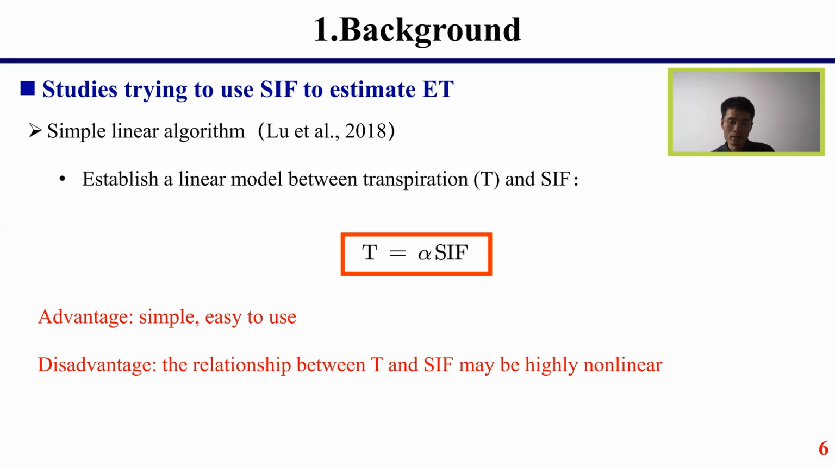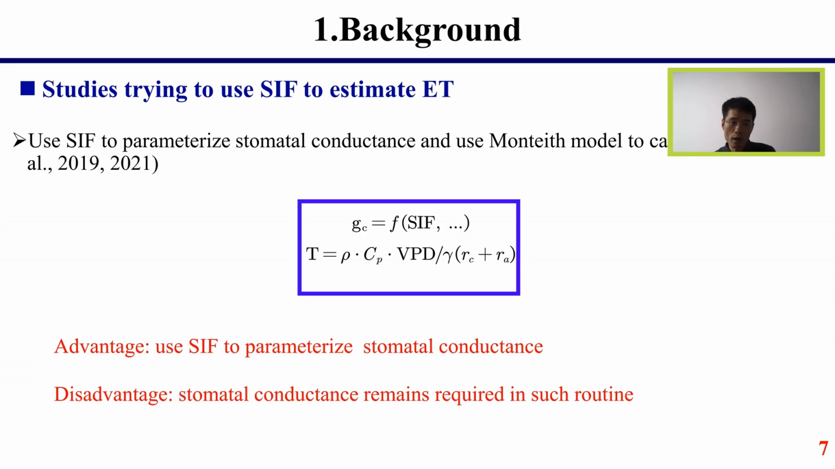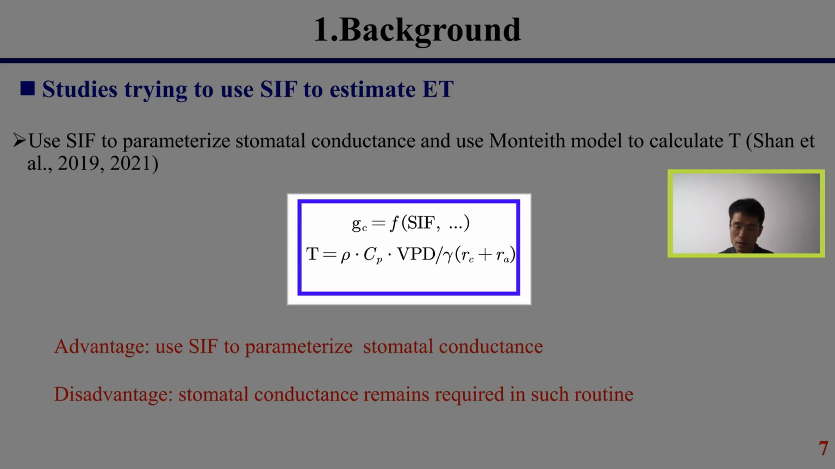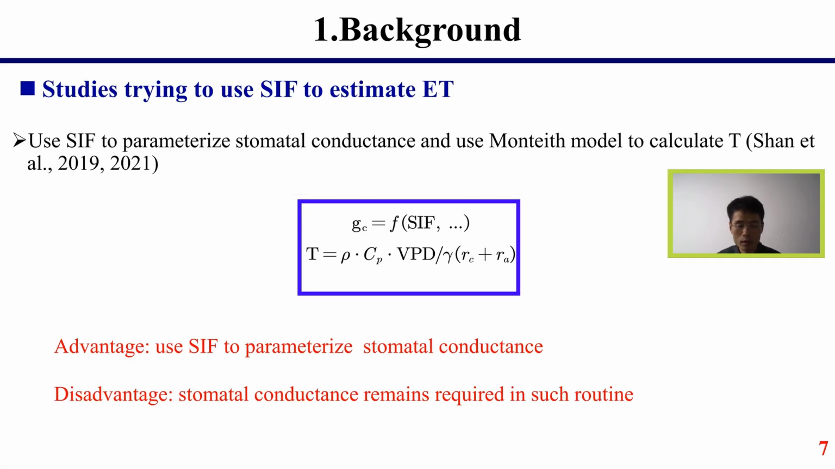There are some other studies which put this effort a little bit further. They use SIF to parameterize stomatal conductance, to quantify how big the opening of the stomata is. After that, they use the Monteith model to calculate transpiration, just these two equations. The advantage of this method is that SIF has already considered the photosynthesis processes, so it has a very tight link with the biological processes.